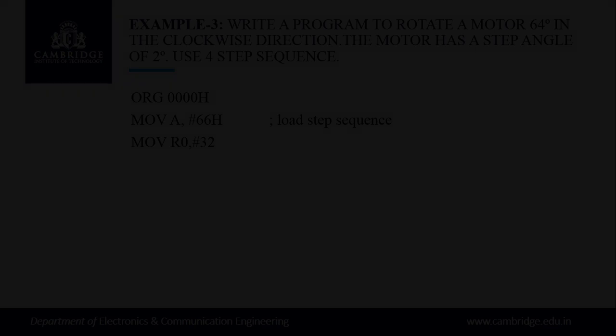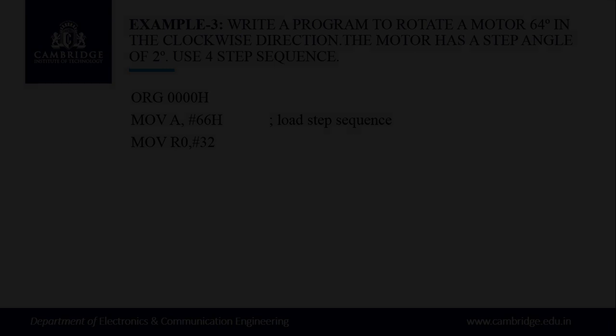So let us write the code using a 4-step sequence. It is very simple. ORG 000H, MOV 66H. Initially you can take either 99 or 66. Then load 32, so 32 times we energize the coils so that it will rotate only 64 degrees. That's it. If you energize continuously, it will rotate continuously. This is very important. Sometimes they may give you 5 rotations or 10 rotations. Based on that, we need to understand the steps required: the step sequence, the number of pulses we need to provide, or the number of times we need to energize.